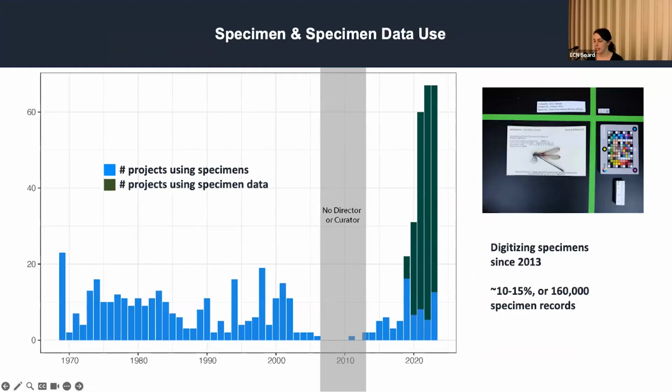The Frost has been digitizing its specimens since about 2013 and currently has 10 to 15%, or about 160,000 specimens, in publicly searchable databases. As you can see, just 10 to 15% of the collection database has drastically improved the utility of our collection. In light blue is specimen use, and in dark green is specimen data use. We can also see a similar trend in increased research utility when examining the specimen and data requests or downloads, and where they're coming from.